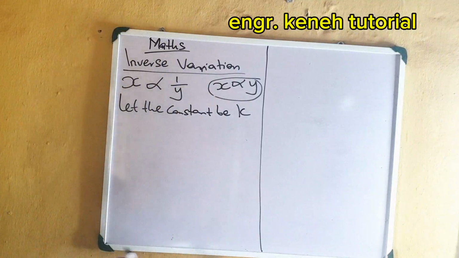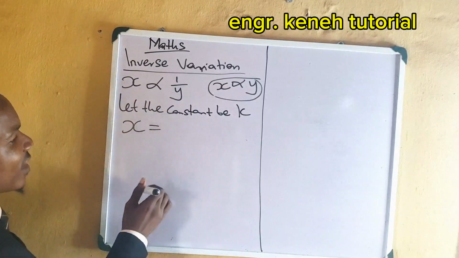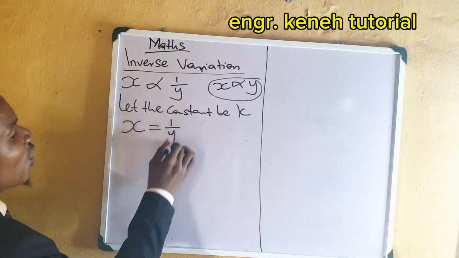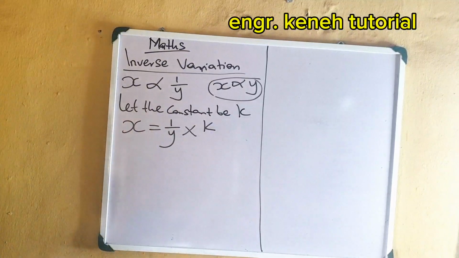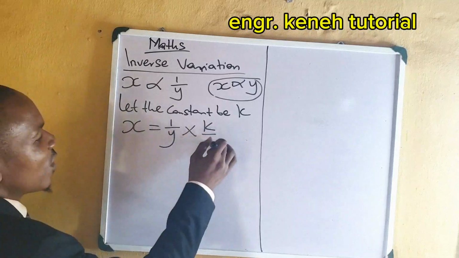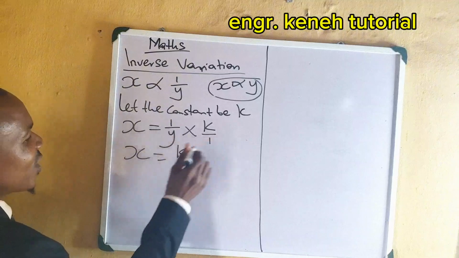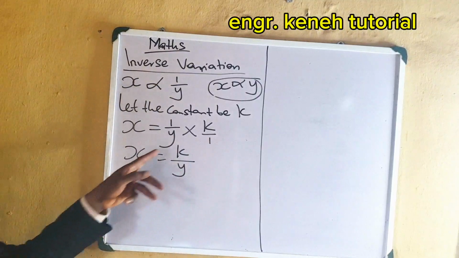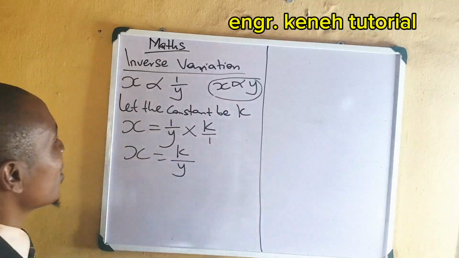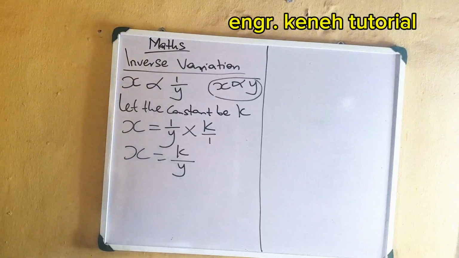All right. So what do you do? You change this variation sign to an equality sign. Then you multiply what you have on the right hand side by the constant, which is k. Can you see it? All right. This k is equivalent to k over 1. So it means that x is equals to 1 times k will give us k, and y times 1 will give us y. Look at how to express it. We have that x is equals to k over y. So that is how to change this variation sign to an equality sign. All right. I believe this is clear to you.